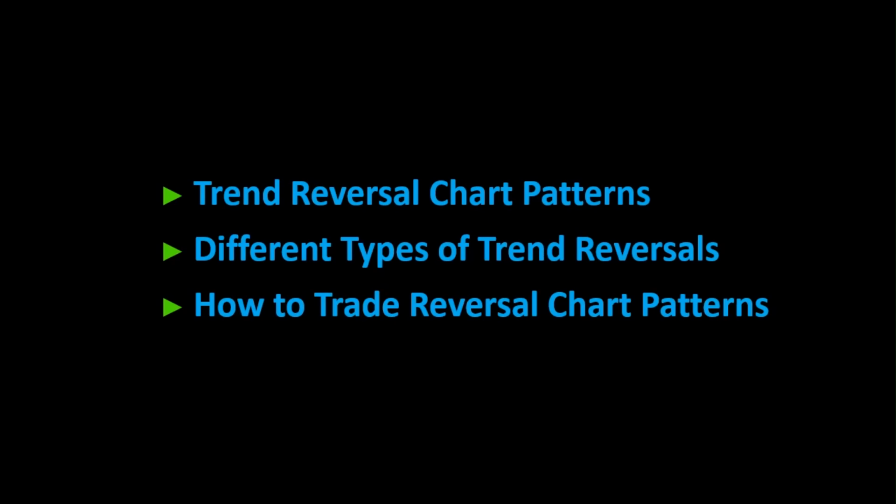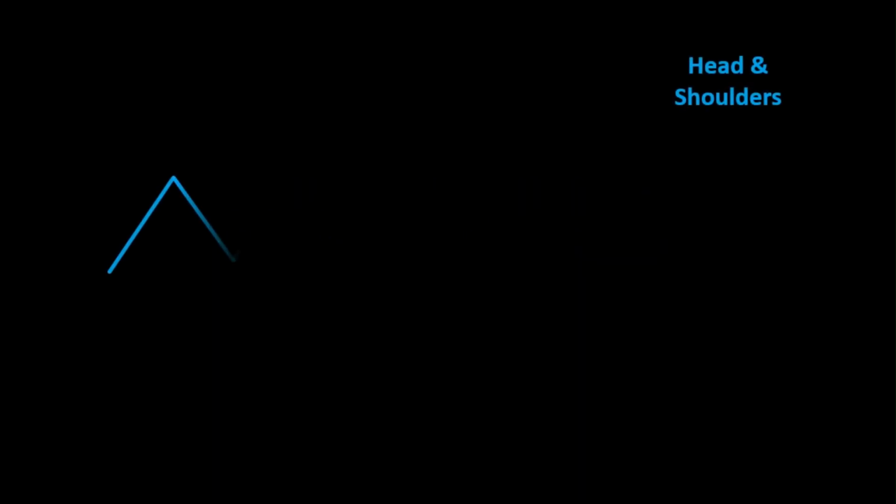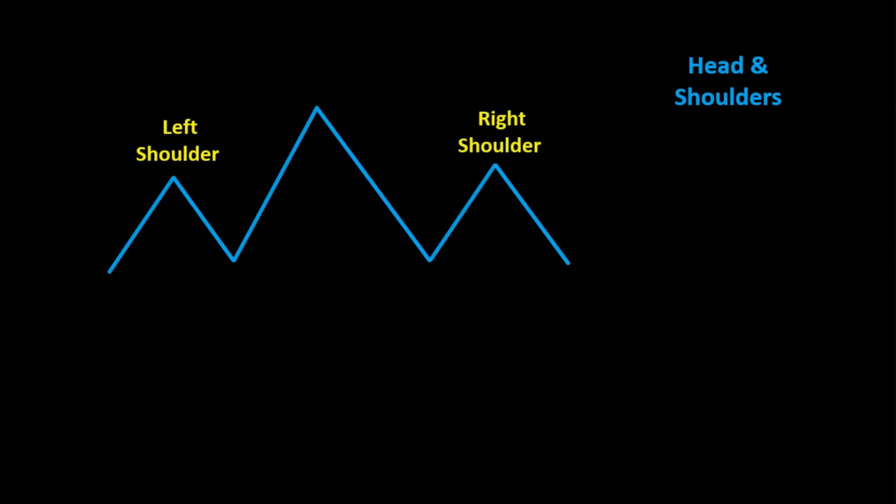We'll cover different types like double top, head and shoulders, and more, with real chart examples to show you exactly how they work in live markets. Let's get into it. The head and shoulders is a trend reversal pattern that signals the end of an uptrend and the potential beginning of a downtrend.